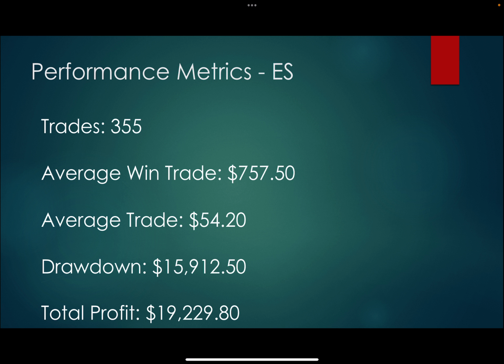On ES, 355 trades. Average wins, okay. I still want to see over $100 on the average trade. Didn't get that. Got about half that, but that is after all trading costs, so I'm still happy with it. I'm working on making it better. Drawdown, that's a reasonable drawdown from a strategy for sure. For the last 2 years, and the profit much better than what I had on NQ. I had far fewer strategies on ES.